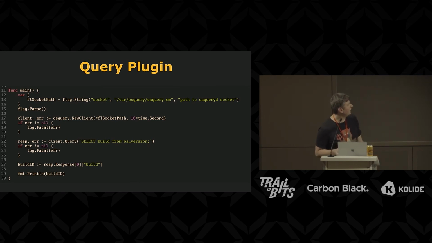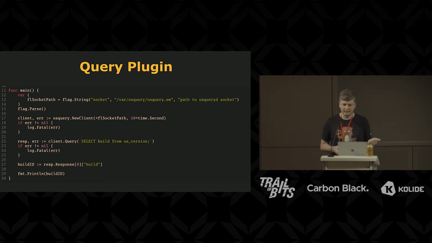So this is what it looks like. You once again have a binary with a flag for the socket path. And then this time, instead of creating an extension server, you're creating a client which will talk to osquery. And this client has a very simple interface of calling query as a method and providing the actual string that you want to run as a query. So if you wanted to use osquery but build a whole new interface for interacting with it, like maybe a local desktop app that queries osquery, you can do this.